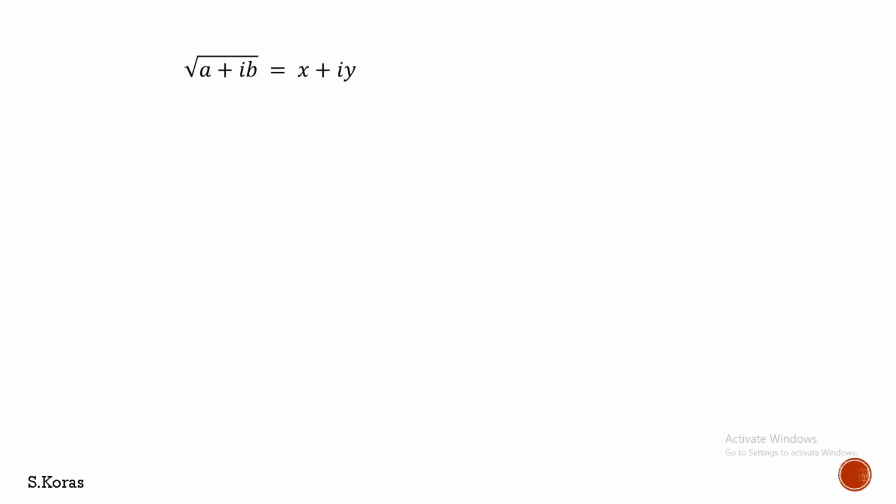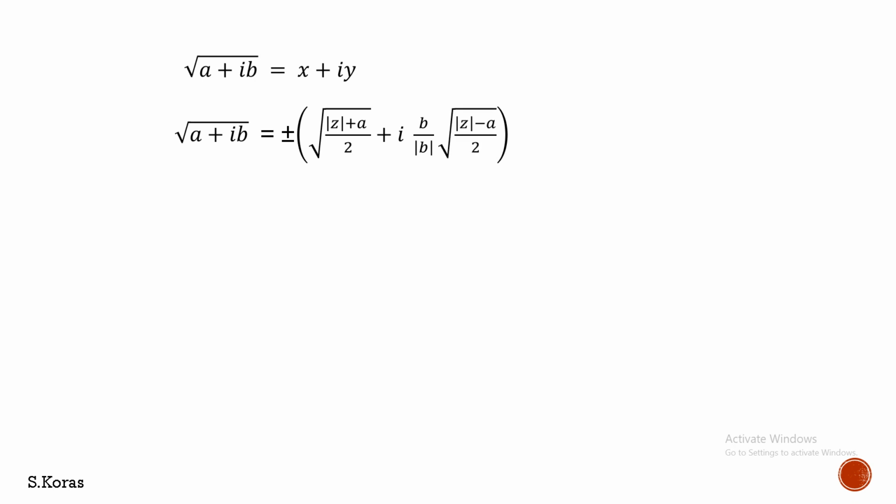You know very well, the square root of a plus ib, that is the square root of a complex number, is also a complex number, that is x plus iy, and its value is plus or minus root of (modulus of z plus a) by 2, plus i into b by modulus of b into root of (modulus of z minus a) by 2. If you have any doubt with this formula, you can see the derivation for the square root of a complex number in session 12. So this is your x value, this is your y value.